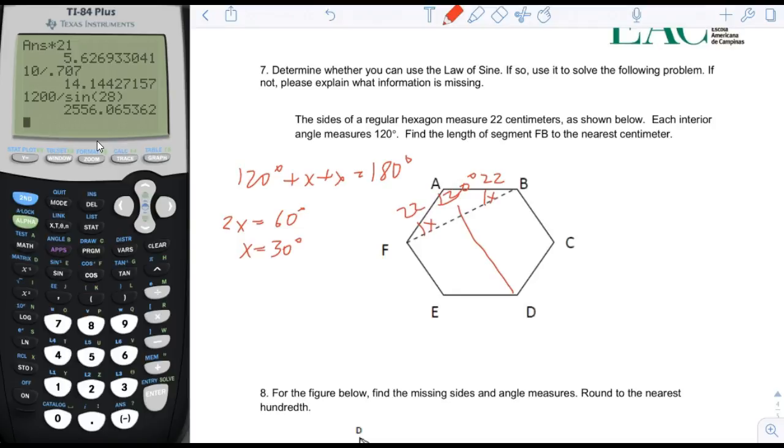So now we have a problem that we can solve with law of sines, because we have 30 and 30 and we have 120. So we know all the angles, plus we happen to know two of the three sides. Remember that if you have a triangle where you know one opposite angle-side relationship, then you can figure out all the others, and we do know that. Okay, so now we just need to figure out this length FB.